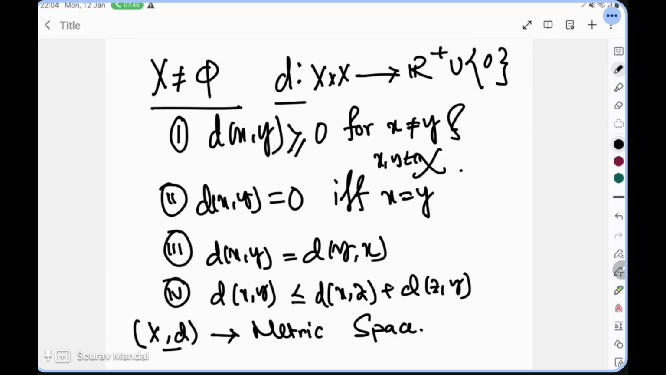I told you that for X a non-empty set, I can define a mapping d from X cross X to the set of all non-negative real numbers. It is not on x cross y. Basically, I am considering two elements x and y, and those two elements are from X. Clear?